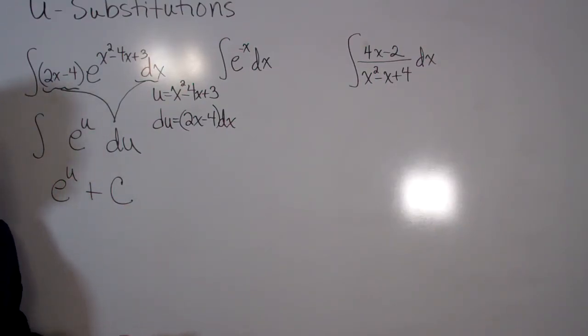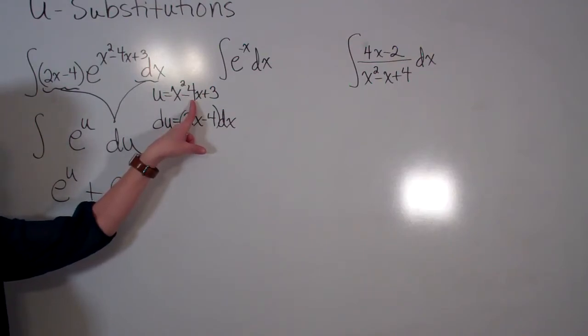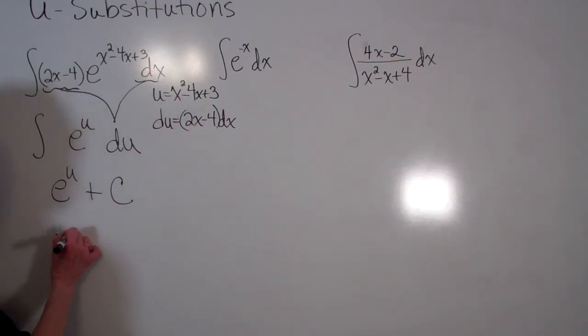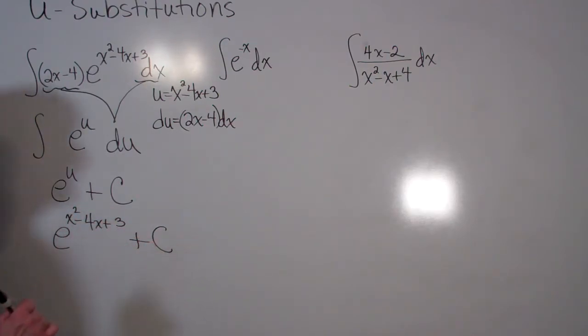And now that it's integrated, I just need to go back to the variables that we originally used. So take out the u and put the x squared minus 4x plus 3 back in. So it's e to the x squared minus 4x plus 3 plus c as the answer to that indefinite integral.